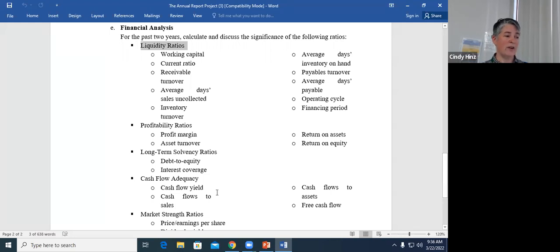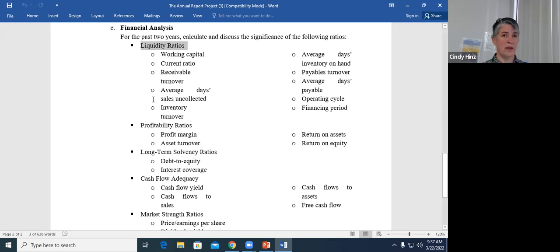So for the 5 areas, you should have a few sentences, a short paragraph is sufficient. You do not need to address individually each one of the items, but as a whole, what happened to their liquidity? Is that a good thing or a bad thing? And how do you know? What evidence do you have based on these calculations that you did?